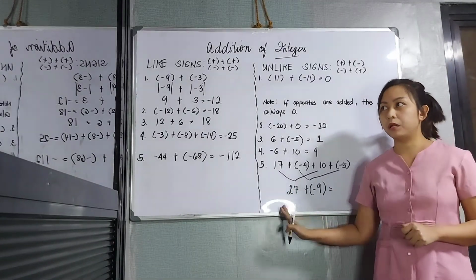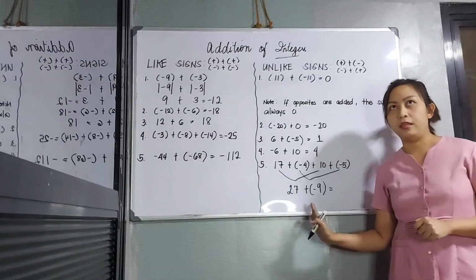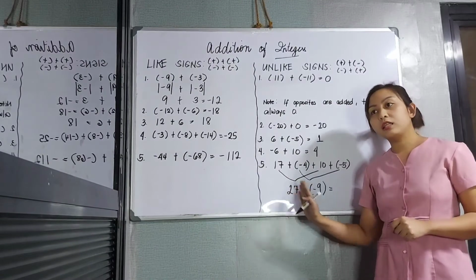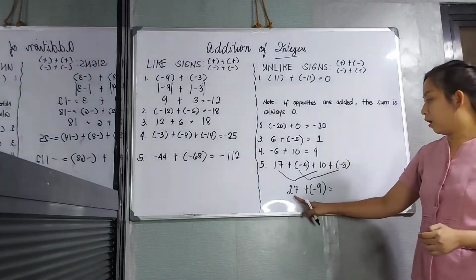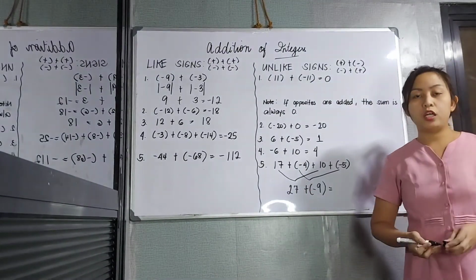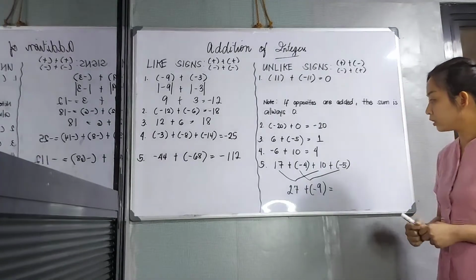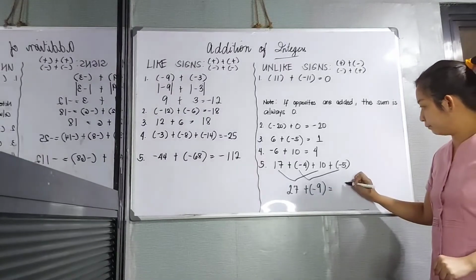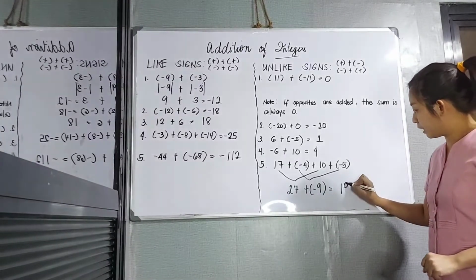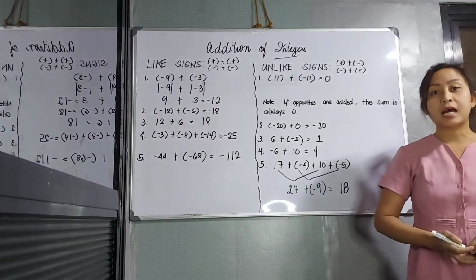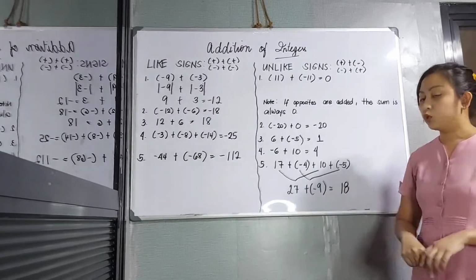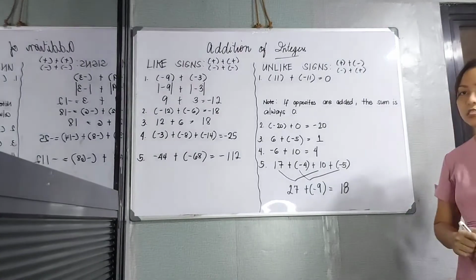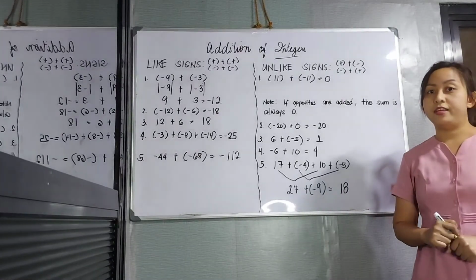Now, we will follow the rule kung ano yung kakalabasan ng sign natin. Kung parehong positive ang lumabas dito, you're going to add the numbers, then copy the sign. Or if kung pareho ding negative, ganun din. But, since we have here positive and negative, we are going to subtract. 27 minus 9 is 18. And then, copy the sign ng mas mataas na number, which is 27. Ang sign ng 27 is positive. Kaya, ang magiging answer natin is positive 18.